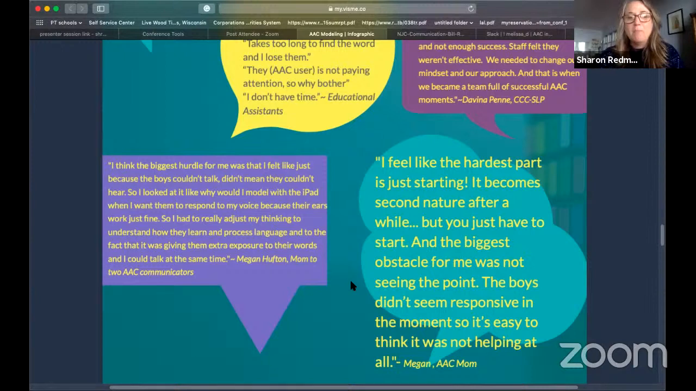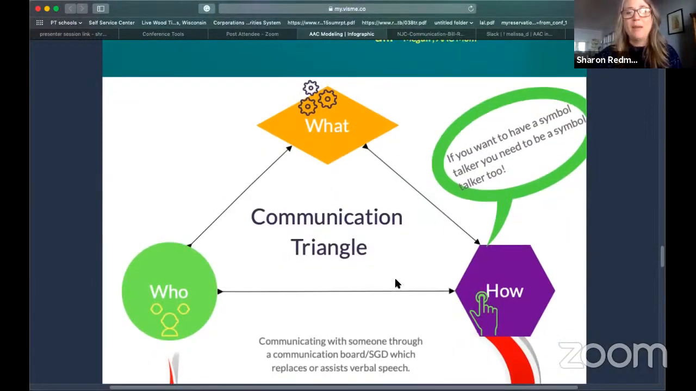The biggest obstacle for her was not seeing the point. The boys didn't seem responsive in the moment, so it's easy to think it was not helping at all, which goes back to the AAC users not paying attention, so why bother? But they are paying attention, and we need to bring lots and lots of opportunities for them and create very exciting interactions so that they want to participate in this with us and they want to see, and then we'll start using this.